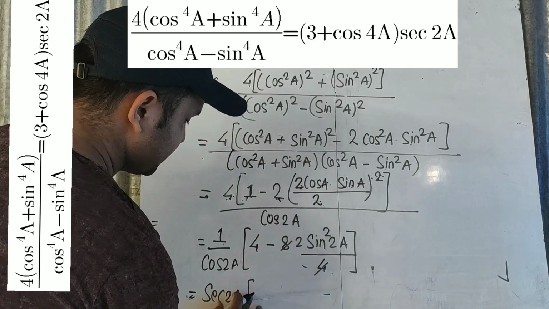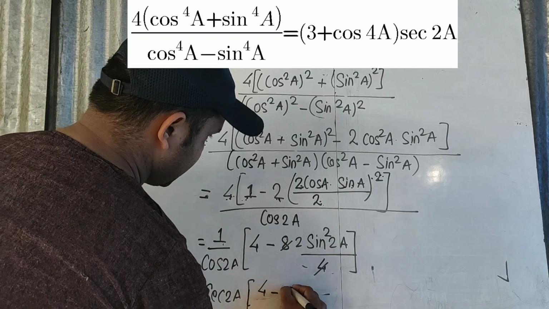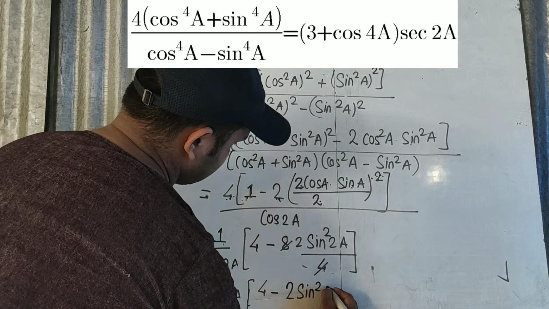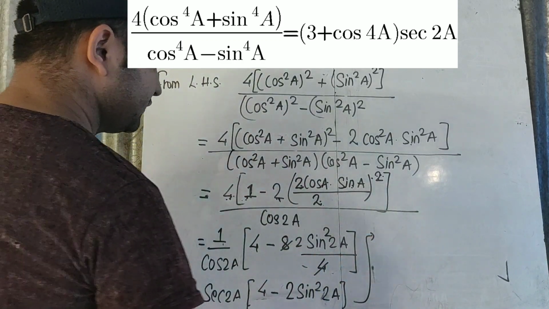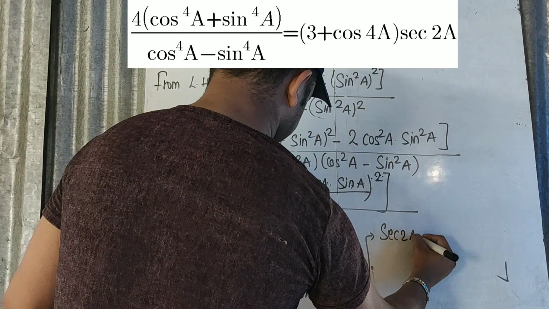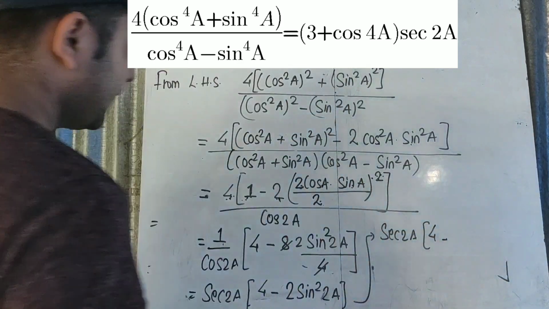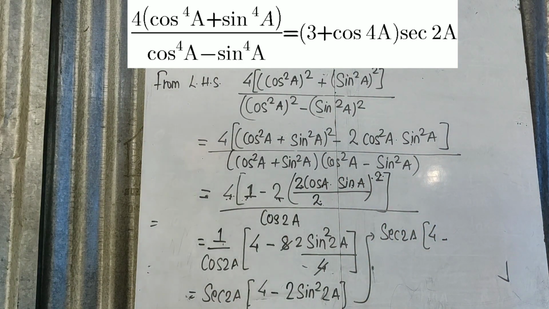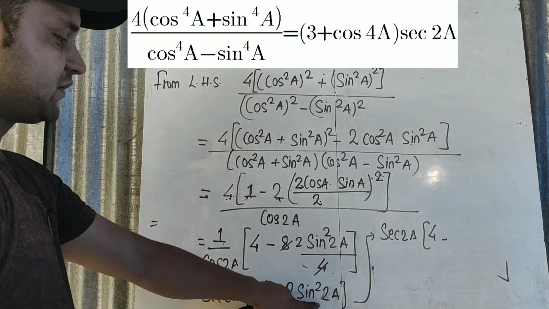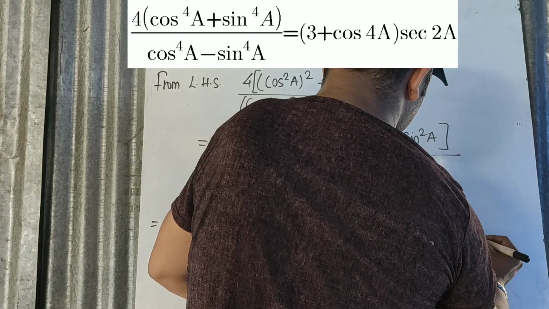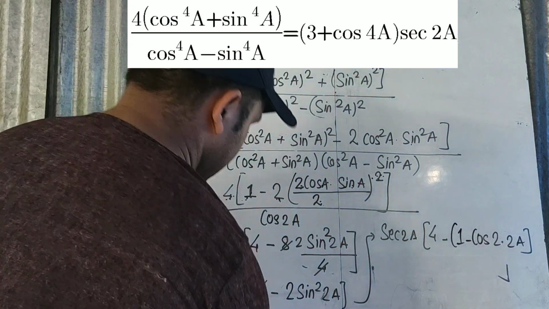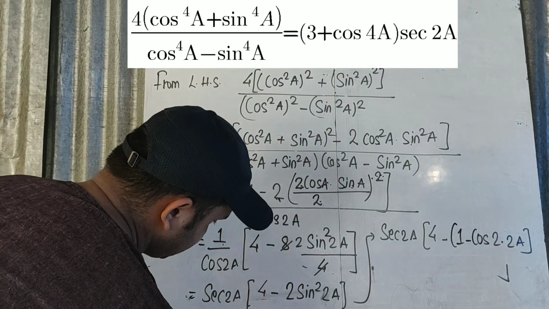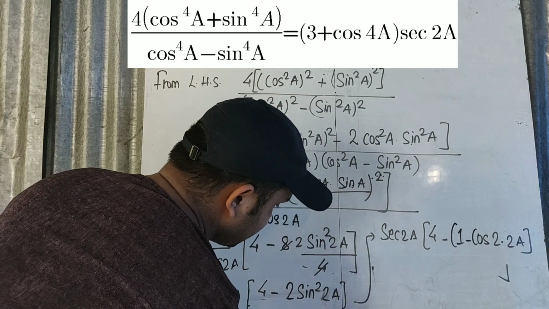Now what is left here is 4 minus 2 sin square 2a. Now further we have sec 2a, 4 minus, now 2 sin square theta is 1 minus cos 2 theta. So on the basis of the same formula 2 sin square theta, we'll write here 1 minus cos 2 theta. See, this is how it happens. 2 sin square theta is 1 minus cos 2 theta.